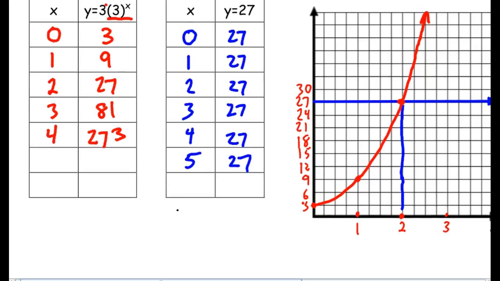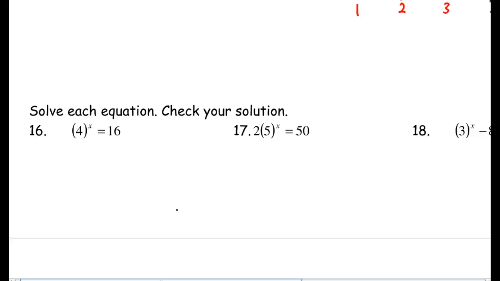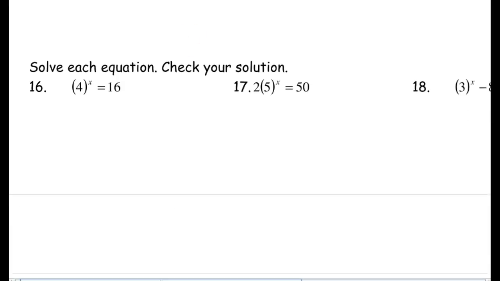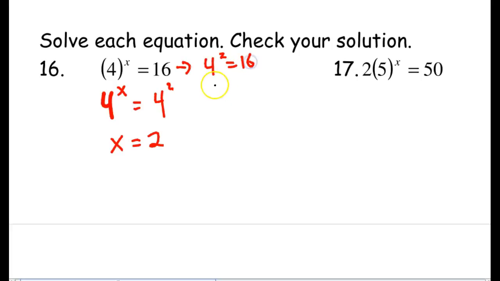Okay, so let's do a few more of these, 16, 17, and 18, but without the graph. Let's just solve them algebraically only. It says to check, so we can do that too. Remember, rewrite these as the same base. So 4 to the x equals 16. 4 to what power? Well, 4 to the second power is 16. So therefore, x equals 2. The bases are equal, so are the exponents. And we can just plug it back in and check. 4 to the second power, does that equal 16? And yes, it does. So that's your check.